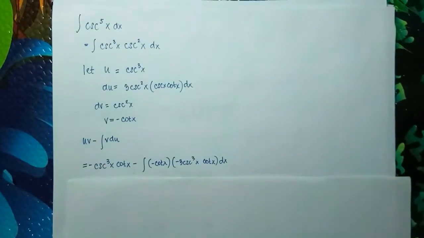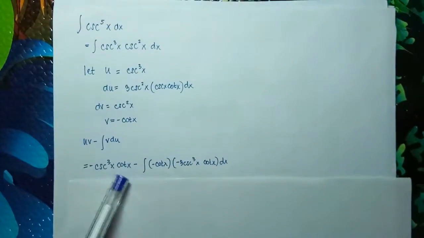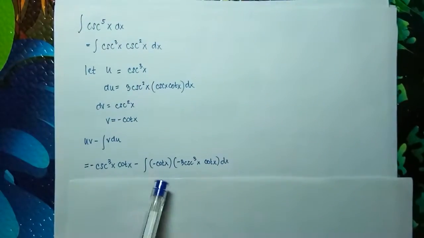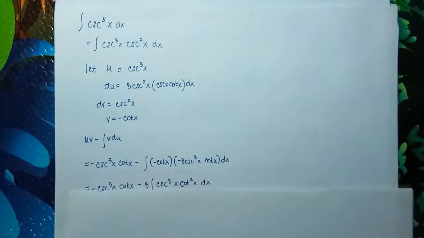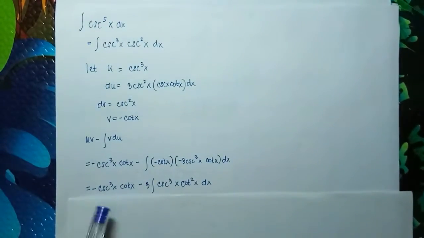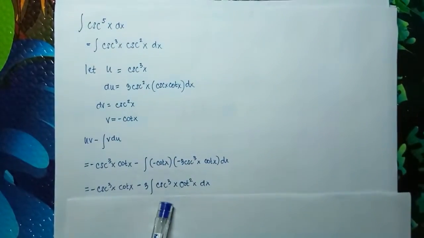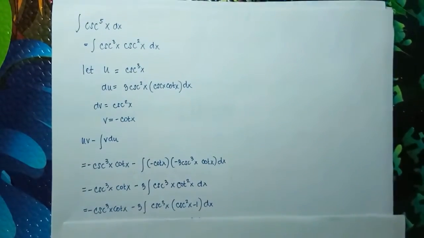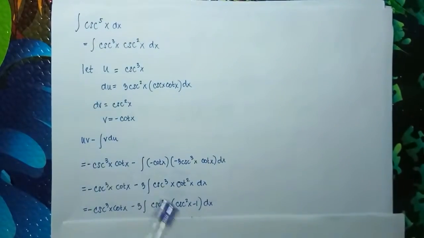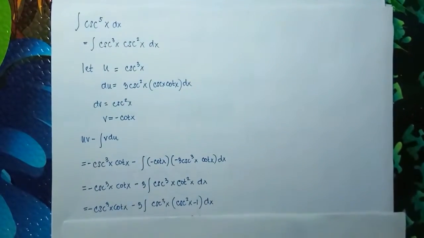So here we have uv, which is negative cosecant cubed x cotangent x minus the integral of negative cotangent x times negative 3 cosecant cubed x cotangent x dx. So bring down this term, minus 3 times the integral of cosecant cubed x cotangent squared x dx. So we brought down this term again, minus 3 times the integral of cosecant cubed x, and we use the Pythagorean identity, which for cotangent squared x is cosecant squared x minus 1 dx.